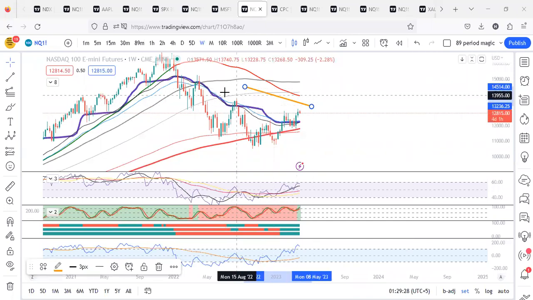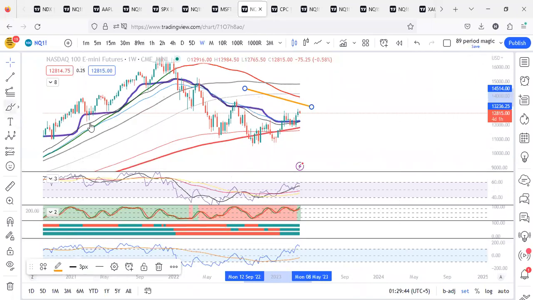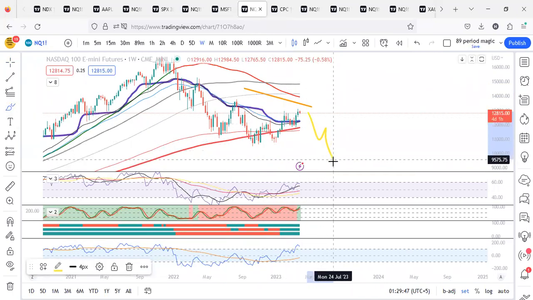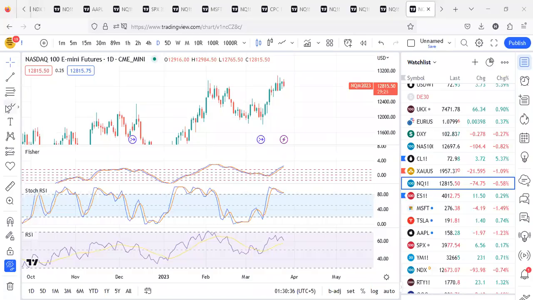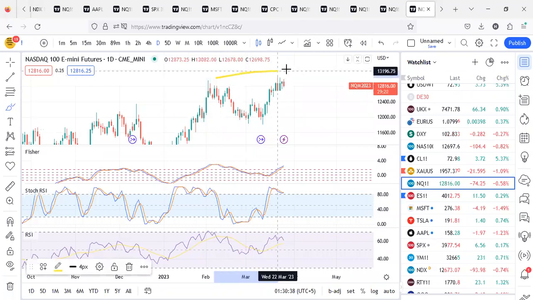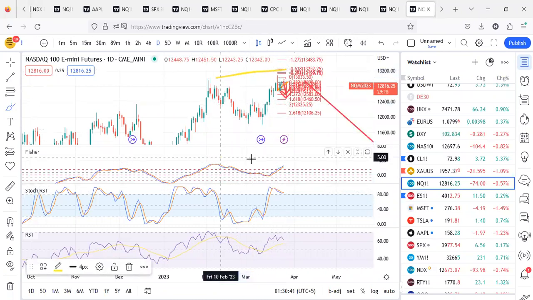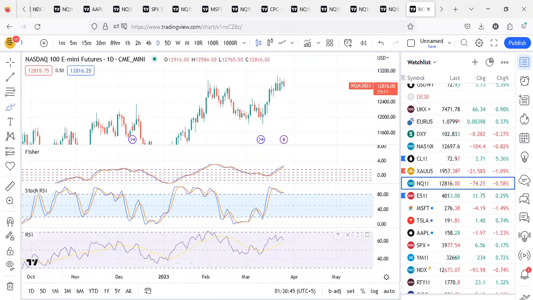On weekly, there are hidden bearish divergences on Nasdaq and on S&P 500. With Nasdaq, we can clearly see that the price is making lower low, while the indicators are making higher high, which shows that we are ready for a decline like this. On daily time frame of Nasdaq, we have bearish divergences, and I think that the price is ready to turn around.